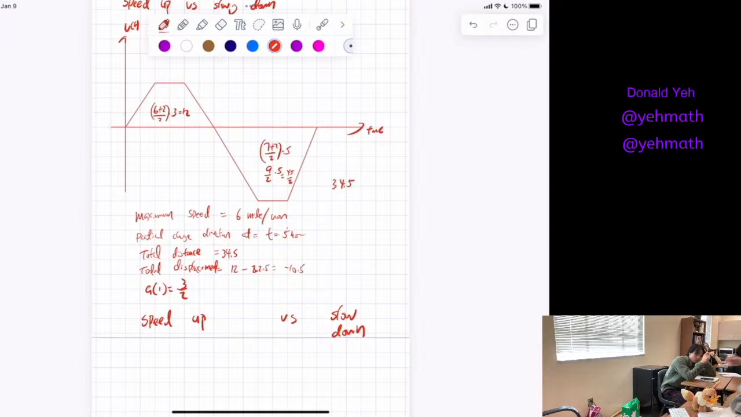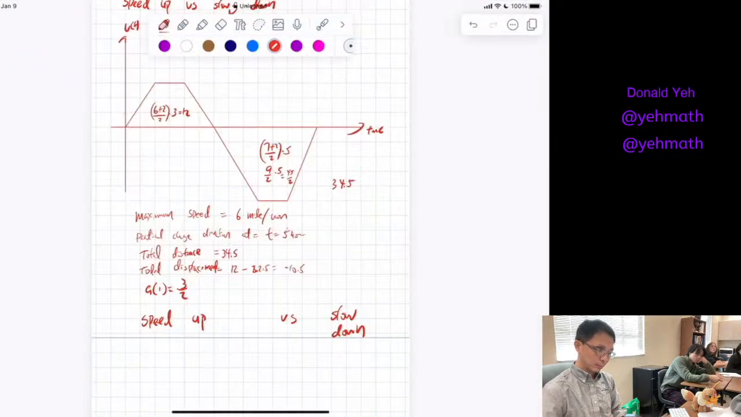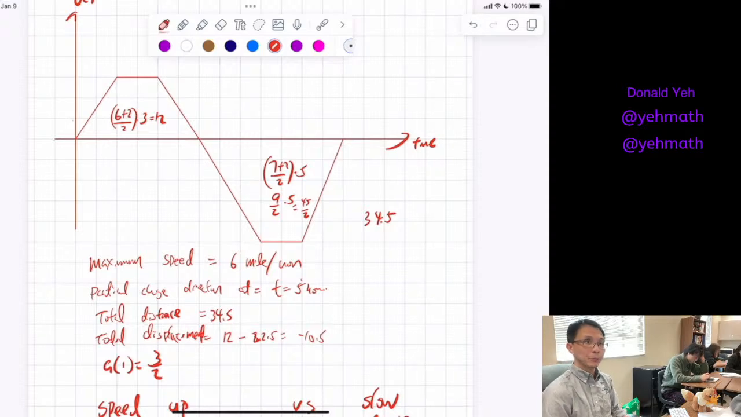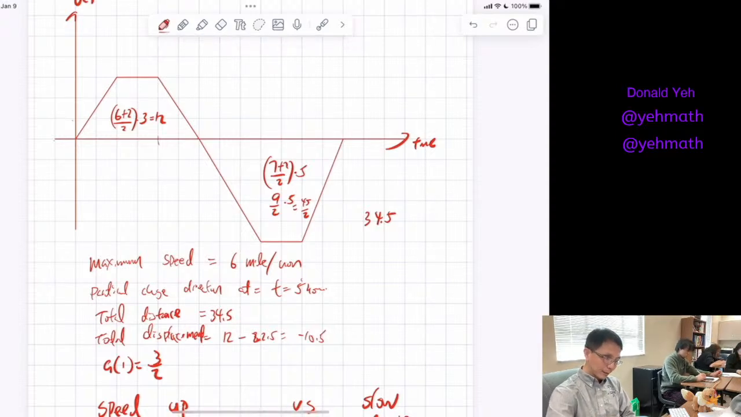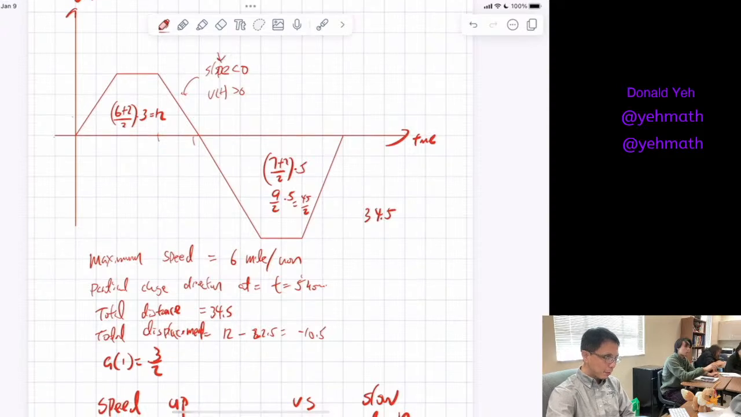So let's look at this graph. In which region am I slowing down? T equals 4 to 6. 4 to 6. Why? Slope is negative. Slope of velocity is less than 0, right? But the velocity is what? Positive. The slope of the velocity graph is a of t. So a of t and v of t are opposite to each other. So in this region we are slowing down.